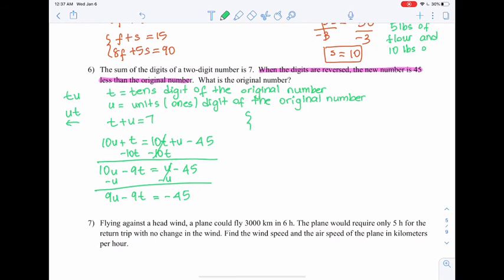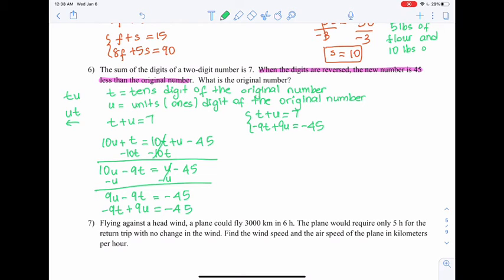Here's our system then. The first equation is T plus U is 7. And the second equation, I'm going to switch the T and U terms to line them up together. So it's going to be negative 9T plus 9U is negative 45. So going back here, I just switched them around, writing it as negative 9T plus positive 9U is equal to negative 45, lining them up as T's and U's.